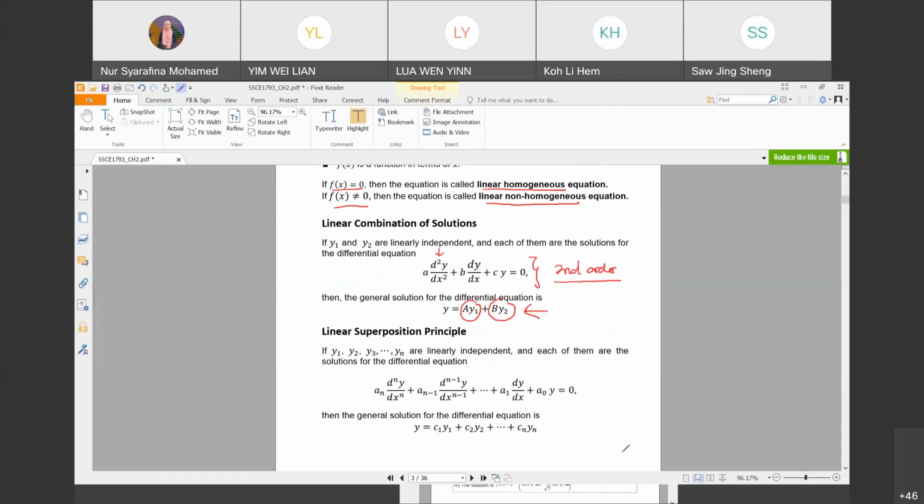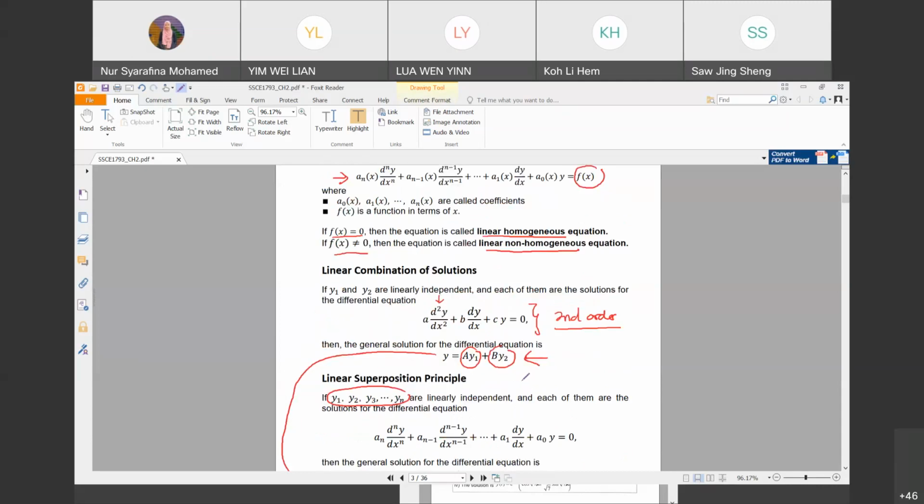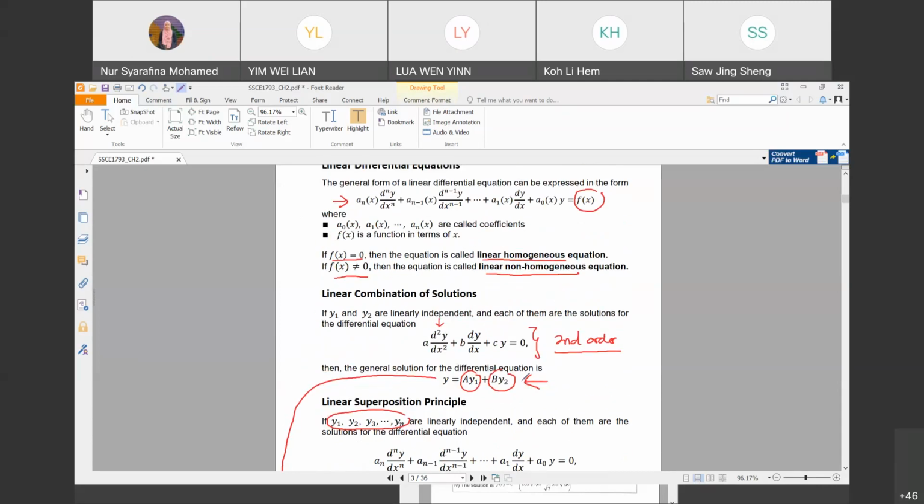So if we have up to n solutions, then instead of two solutions here, we are going to have up to n number of solutions. We just have to combine them. Okay? So first, linear differential equation. All of you know linear differential equation. Now, second order linear differential equation. Okay? And there are two types, linear homogeneous and linear non-homogeneous.